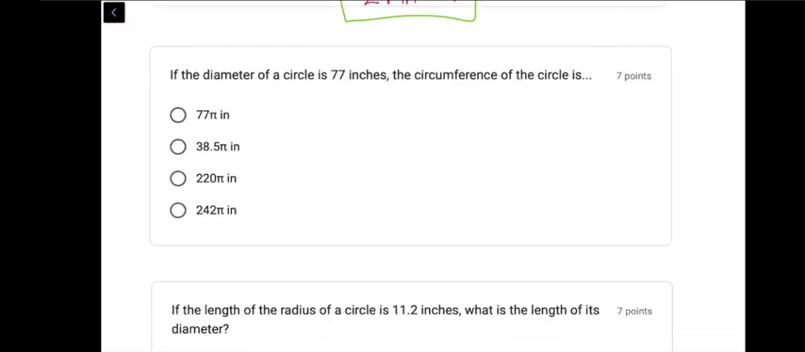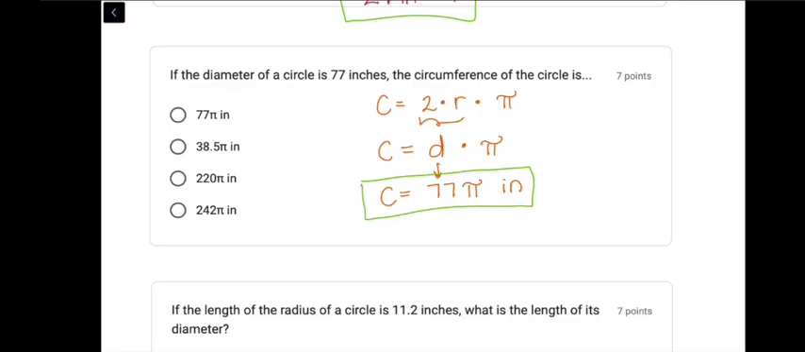In this problem, it states, if the diameter of a circle is 77 inches, the circumference of the circle is. So the circumference of a circle is 2 times the radius times pi. However, 2 times the radius is the same thing as diameter. So you could say that another formula for circumference is simply diameter times pi. Given that the diameter of this circle is 77, I'm going to go ahead and plug that in. 77 pi inches will be the circumference of this circle. So your answer would be A.